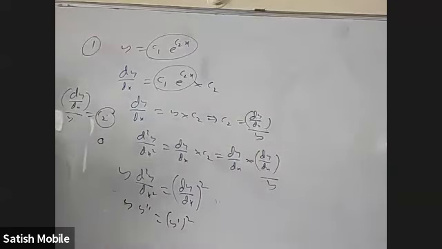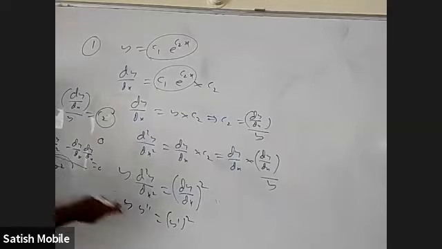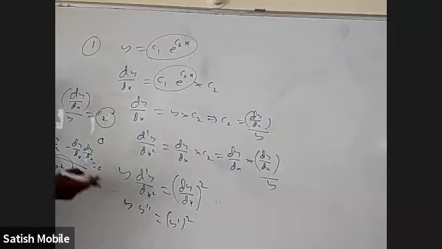Apply the u by v rule, what will I get? y into the derivative of this, which is d square y by dx square, minus dy by dx into the derivative of this, which is another dy by dx, by y square, equal to 0. Now the denominator goes to that side, and you get the same differential equation: y double dash is equal to y dash whole square.